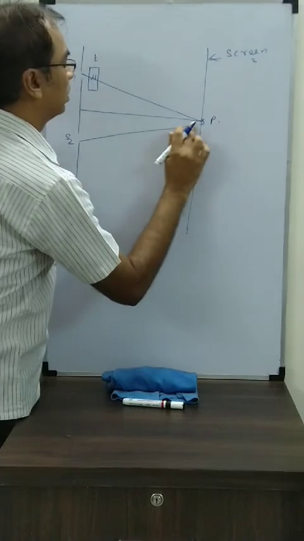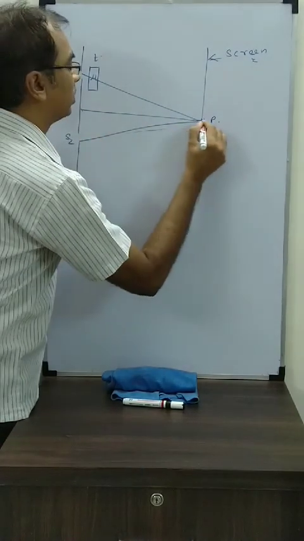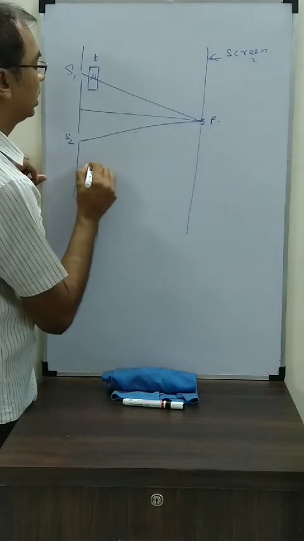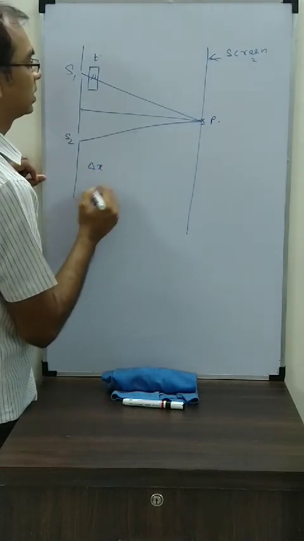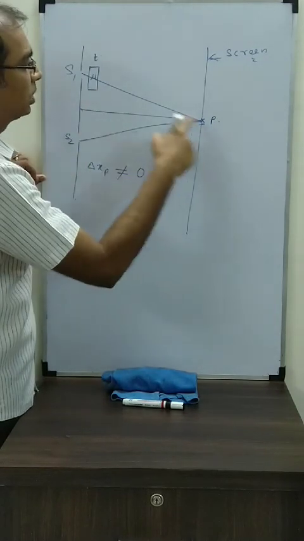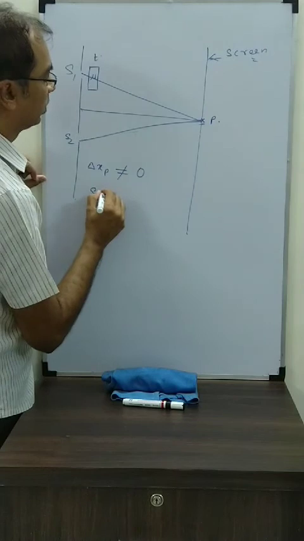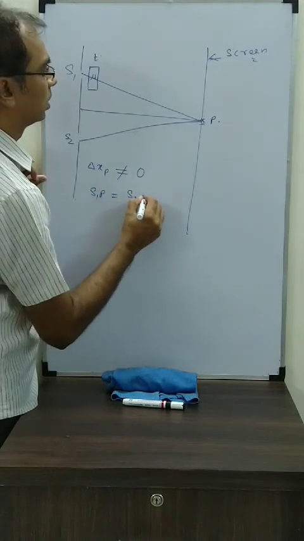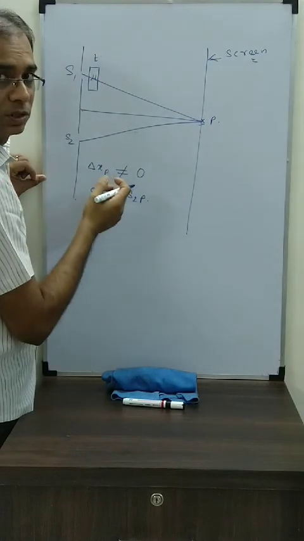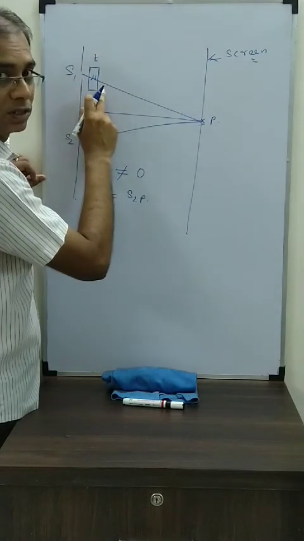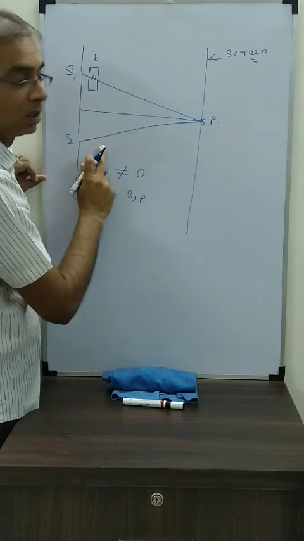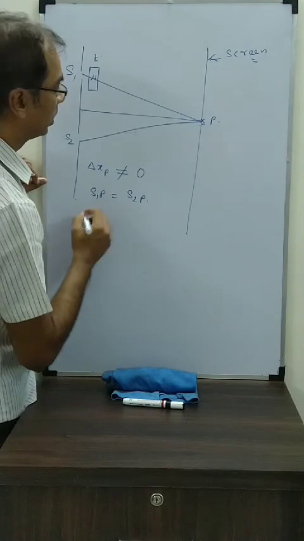What is the reason? The reason is that the path difference at point P is not zero. Delta x at point P is not zero. Geometrically, it appears that S1P is equal to S2P. But what is happening here? The ray is passing through the slab, because of which the equivalent path it travels is more than the path traveled by the other ray.